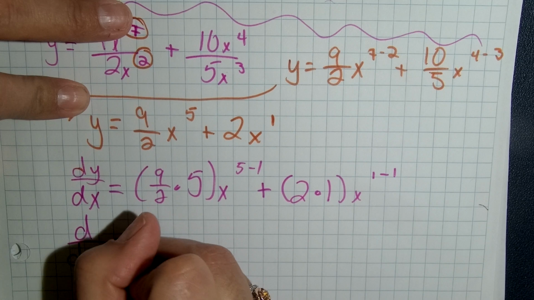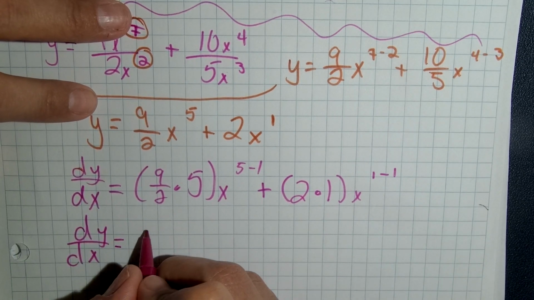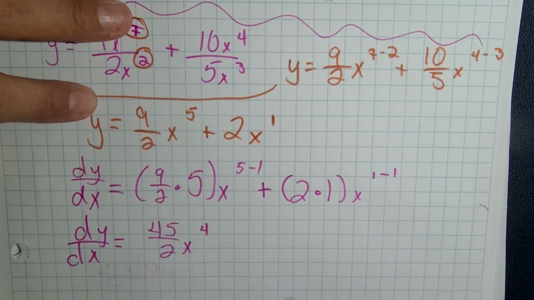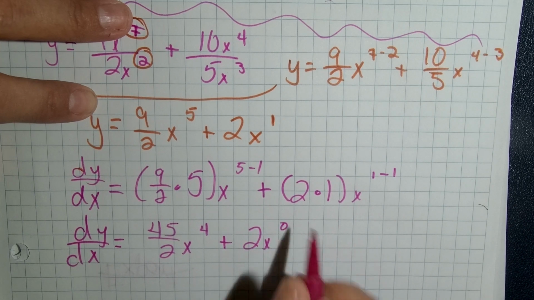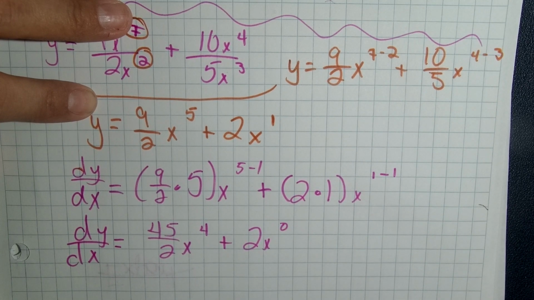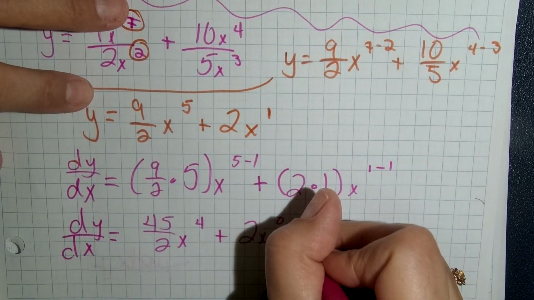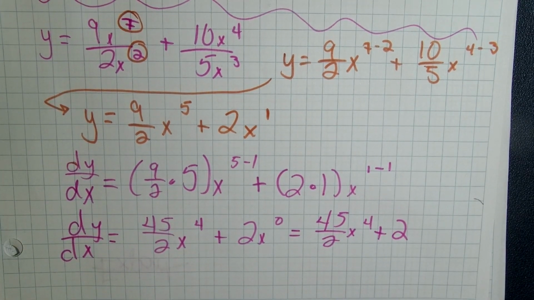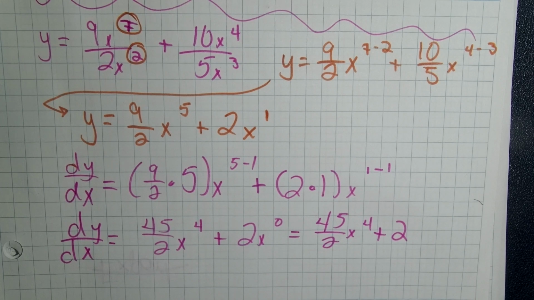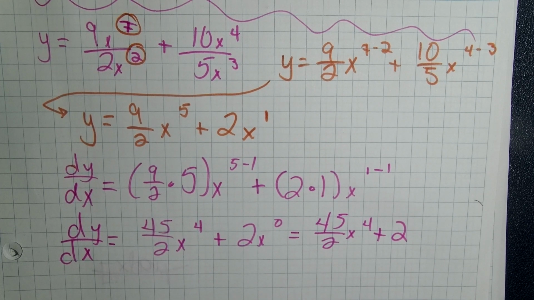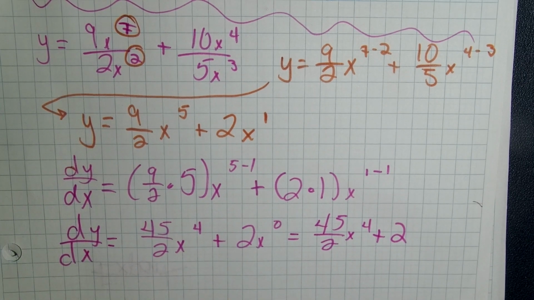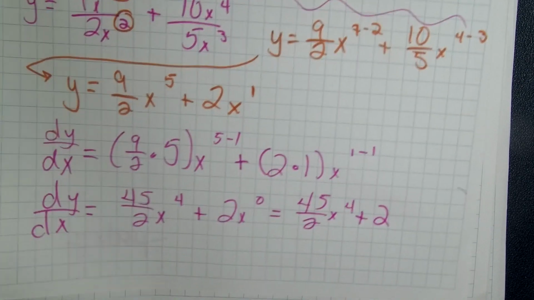So then simplifying, I have dy dx is equal to 45 over 2, x to the 4th, plus 2x to the 0. And then I just simplify it a little more. 45 over 2, x to the 4th, plus 2. Questions? Questions? Sorry, let me give you processing time.